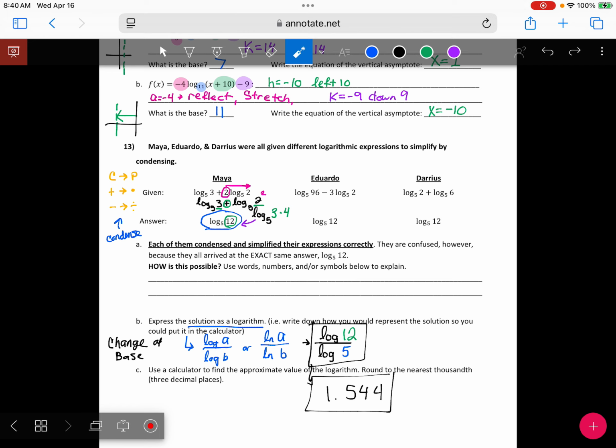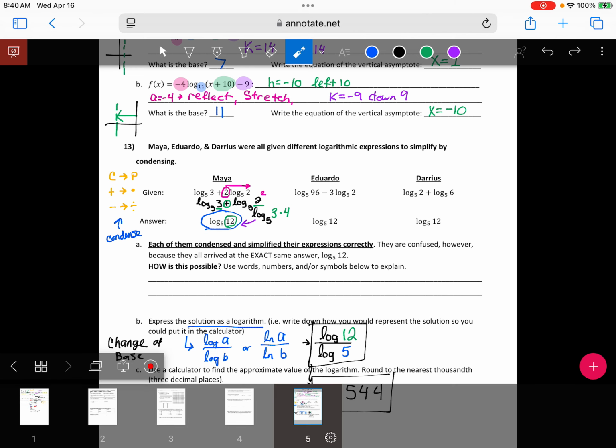What else do you guys want to look at? Three. So I'm on the right page. 3, the without a calculator ones.